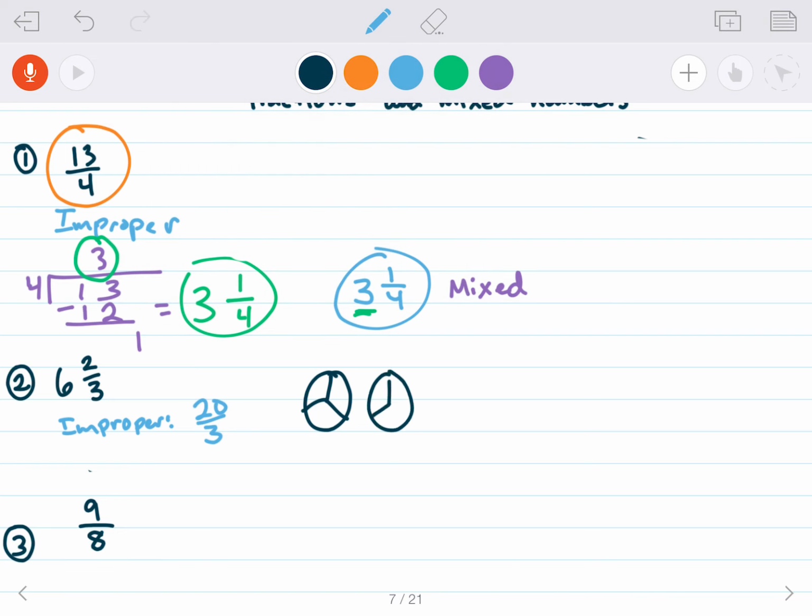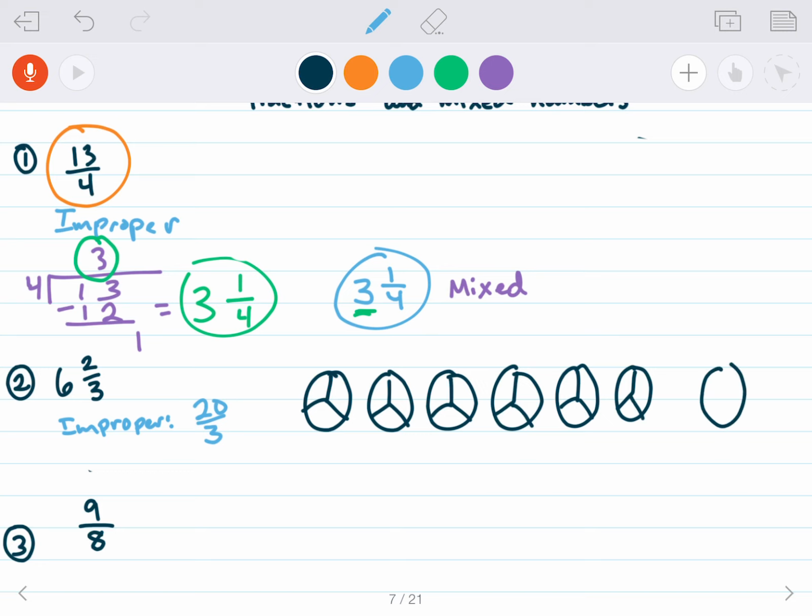So 1, 2, 3, 4, 5, 6. And then the part is going to be 2/3. So 2/3 is going to be shaded here. And then the rest are all going to be shaded. Okay.